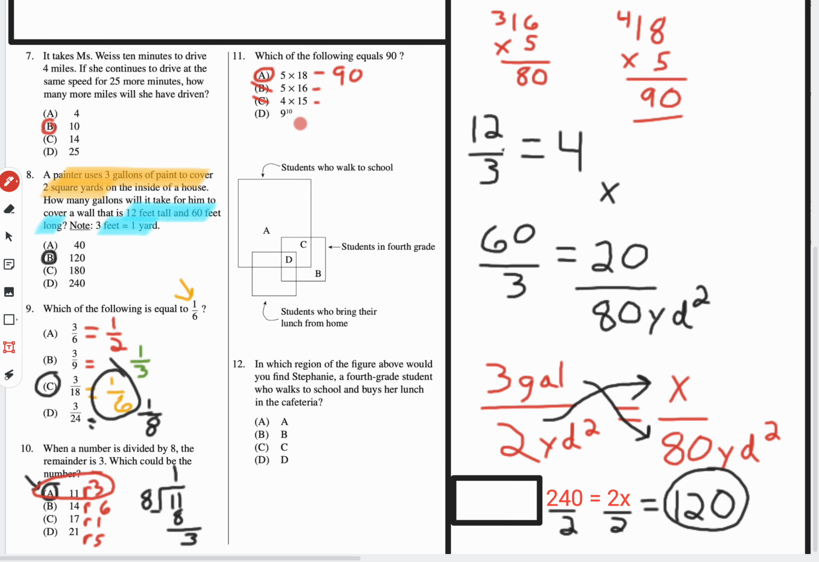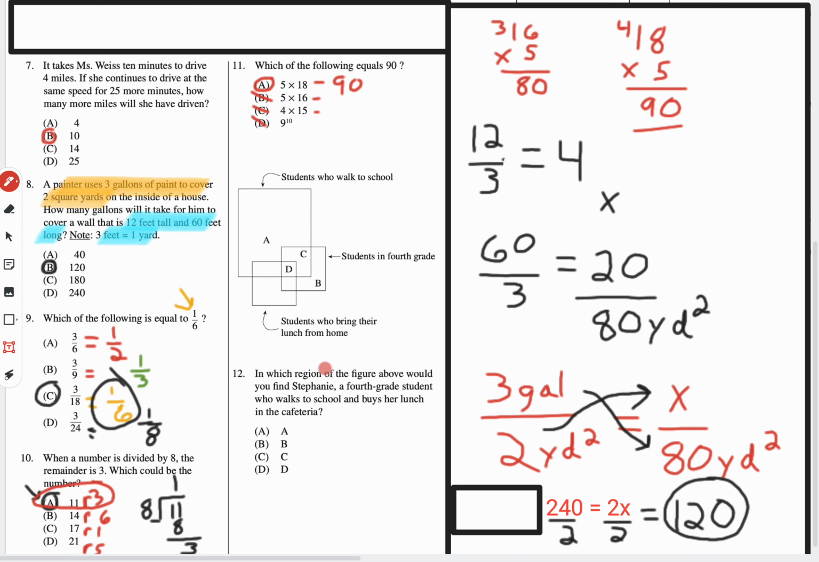9 to the 10th power would be 9 with a lot of zeros. 9 times 9 times 9 times 9 times 9 times 9 times 9, 10 times. And we're not looking quite at exponents yet, not in Unit 1. We only discuss what they mean. We'll work more with exponents in our next unit. A is correct. Now let's take a look at number 12.